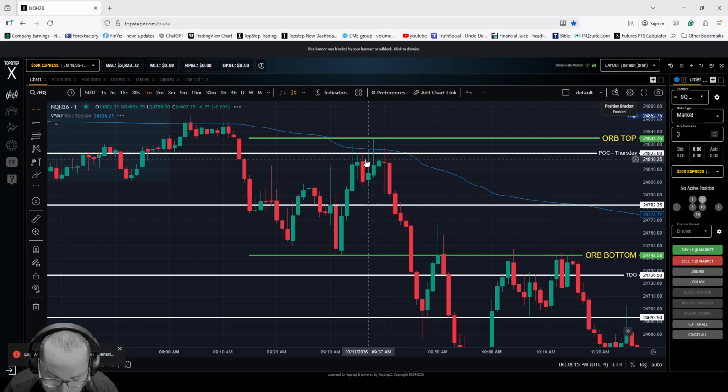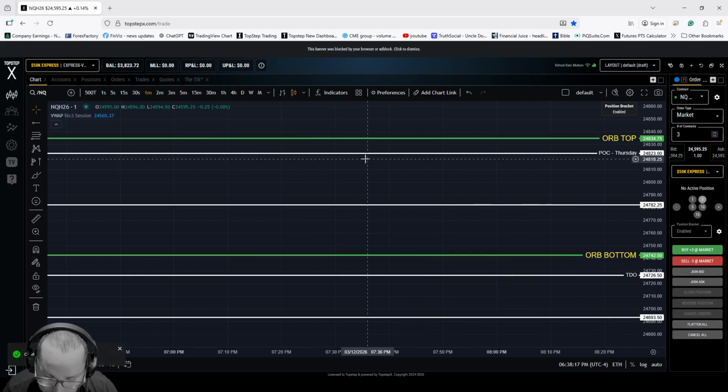So they're called spinning tops. They're called long leg dojis, gravestone, and dragonflies. Write that down.